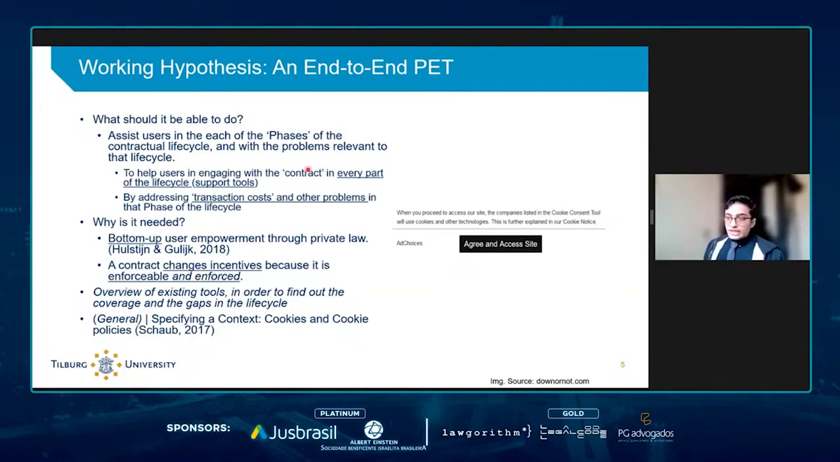And why is such a tool needed? We aim with this tool to give users a sort of bottom-up empowerment. And we base this on the idea that a contract changes incentives. It forces a party to act differently because it is enforceable and it is enforced. In the second chapter of my thesis, we conduct an overview of existing tools, existing legal interventions, and existing privacy enhancing tools in order to find out what the coverage and the gaps in this life cycle are.